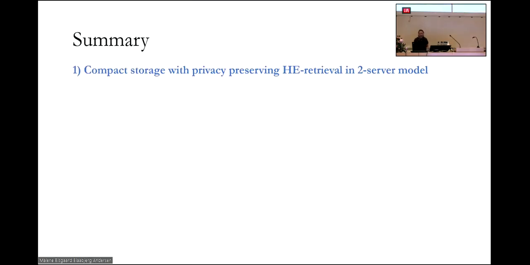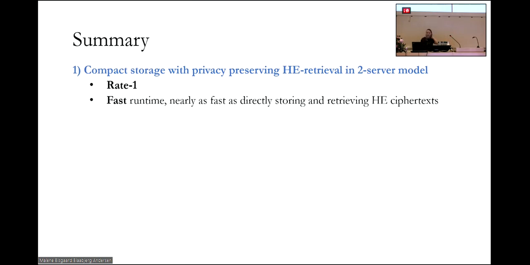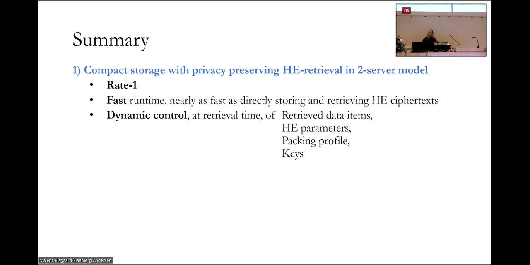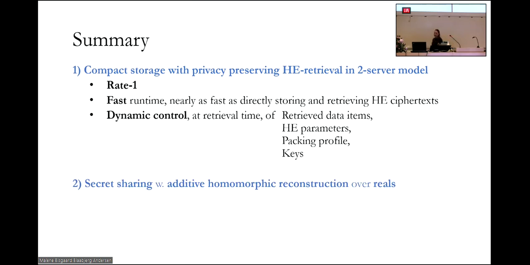That's it. So just to summarize, we propose a compact storage with privacy preserving retrieval in a 2-server model, with no overhead, fast running time, and fully dynamic control over the scheme and the parameters and cherry picking of the data. Using a nice secret sharing scheme with no modulus for the reals and implementing it on AWS. Thank you.